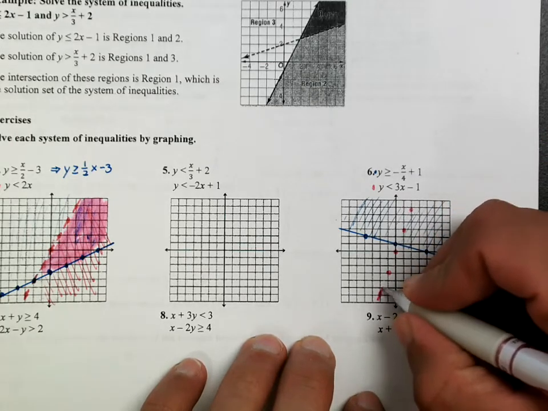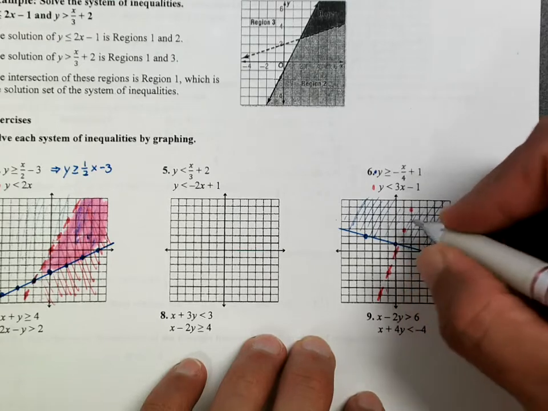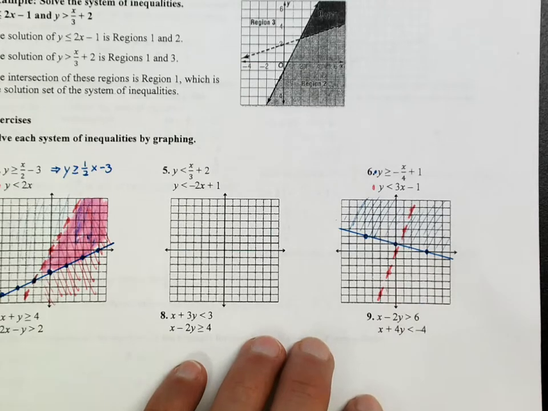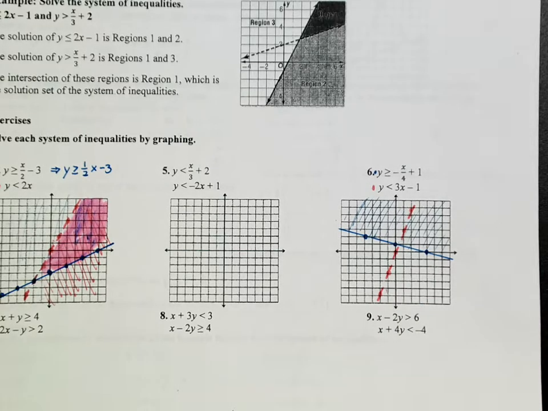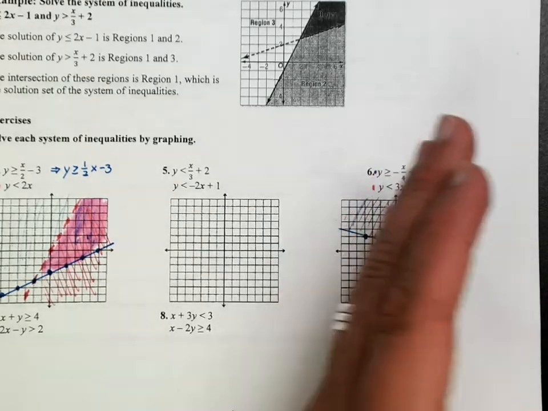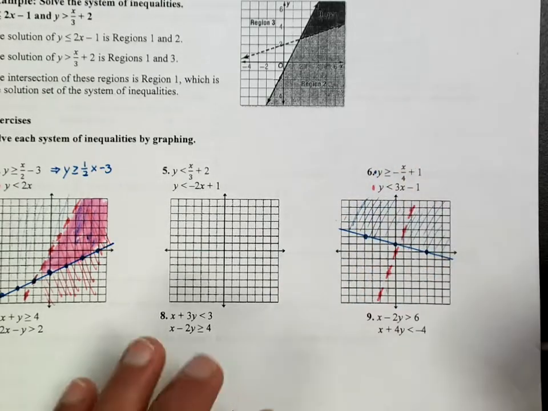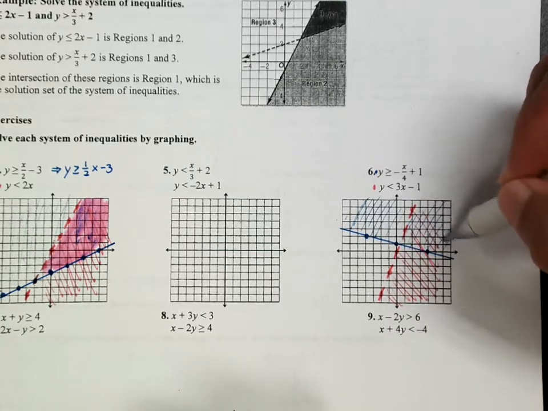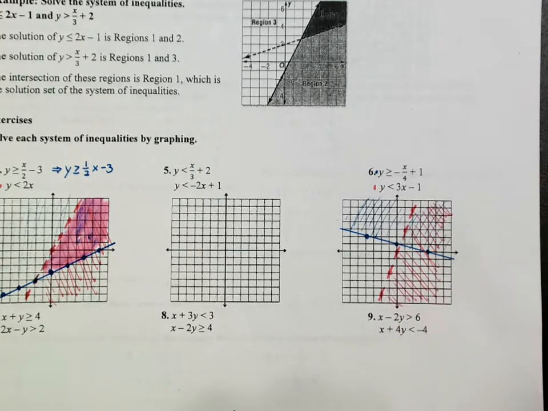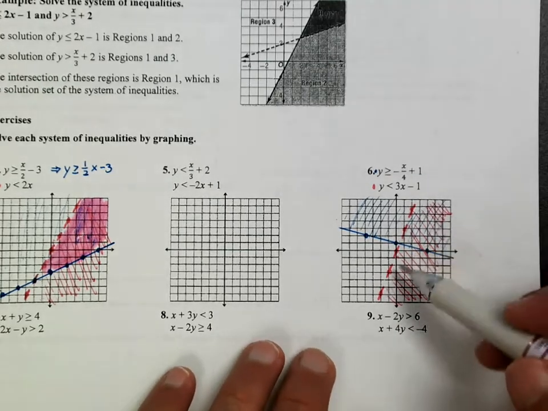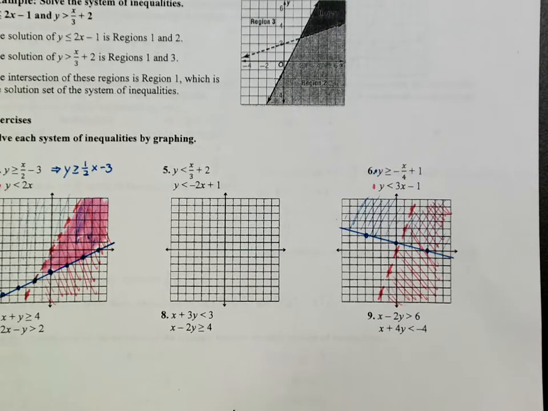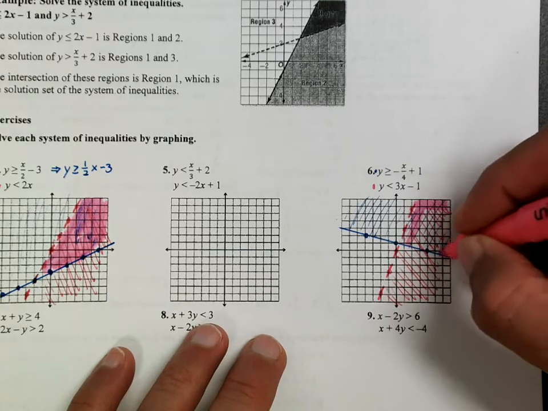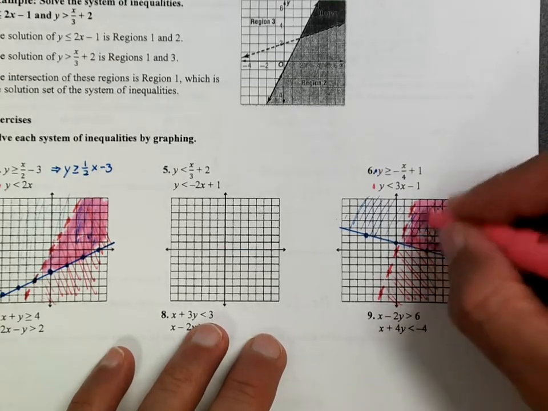Again, this one is going to be a dotted line, because that doesn't have a little equal sign, so that's going to be less than. Less than happens to be everything below this line, and below this line actually means to the right of it. So I would have something that looks like this. Where the two shades overlap, that's where my solutions are going to be located. So it's about this little triangle here.